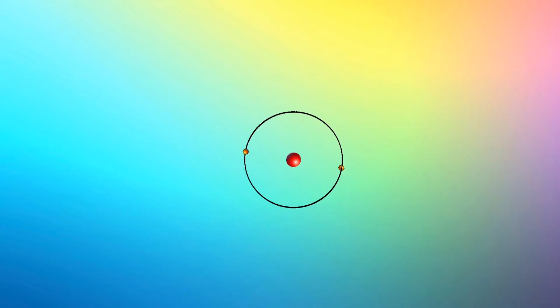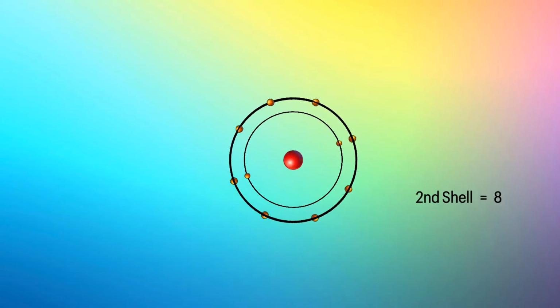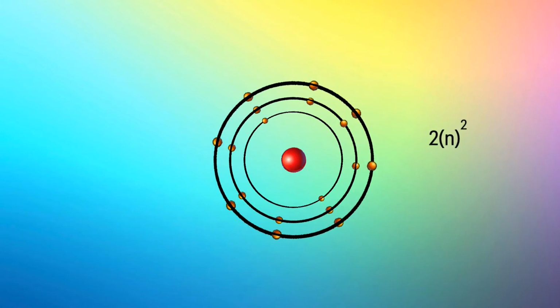The electrons are located in simple rings or shells surrounding the nucleus. Each shell represents a different energy level and it can hold a certain maximum number of electrons. Like the first shell can hold a maximum of 2 electrons. The second shell can hold up to 8 electrons. The third shell can initially hold 8 electrons, but later it can hold up to 18 electrons, and so on. The general formula is that the nth shell can in principle hold up to 2n² electrons.